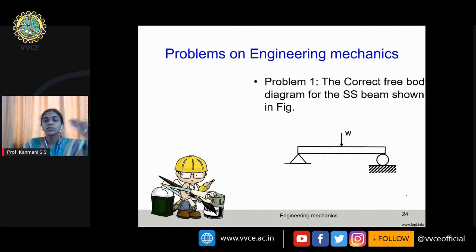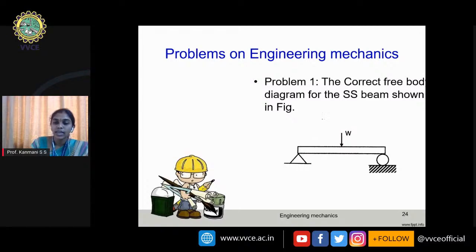Let us try to write the correct free body diagram for this. Whatever problems I have taken here are all GATE problems, previous GATE problems. I'm going to solve around 12 problems in this session. Hope this 45 minutes is enough to complete these problems. Okay, so let me take the first one. Here I have to write the free body diagram of this.